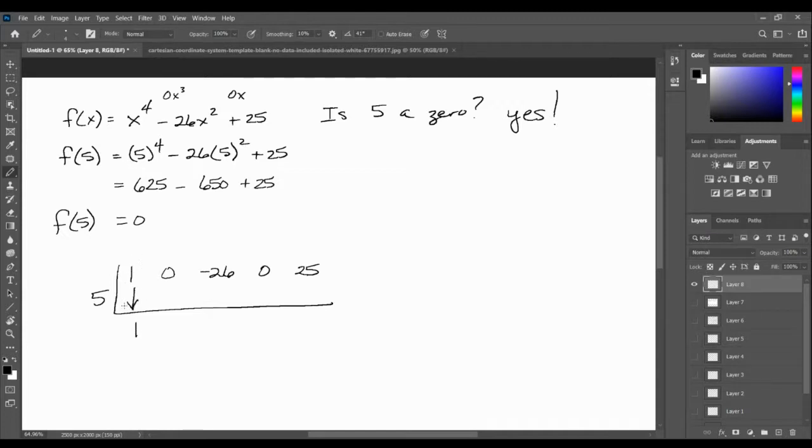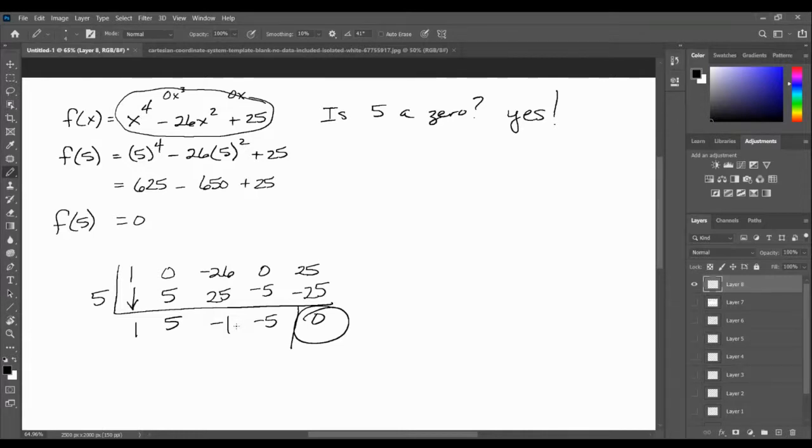Bring down the 1, times 5 is 5, plus 0 is 5, times 5 is 25, plus negative 26 is negative 1, times 5 is negative 5, plus 0 is negative 5, times 5 is negative 25, plus 25 is 0. I ended up with a 0, so the answer is yes. It is a 0. They're probably both equally fast because our function is really only a trinomial. So plugging in a value doesn't take too long. Synthetic division doesn't take too long.